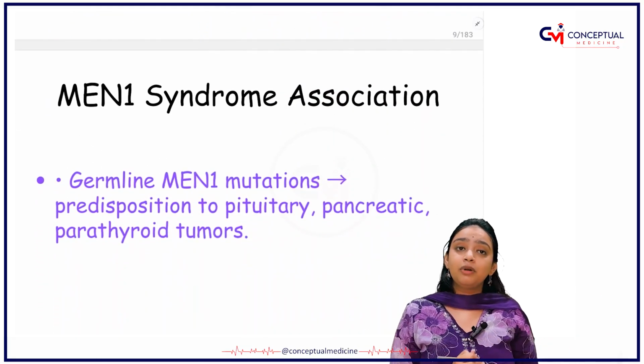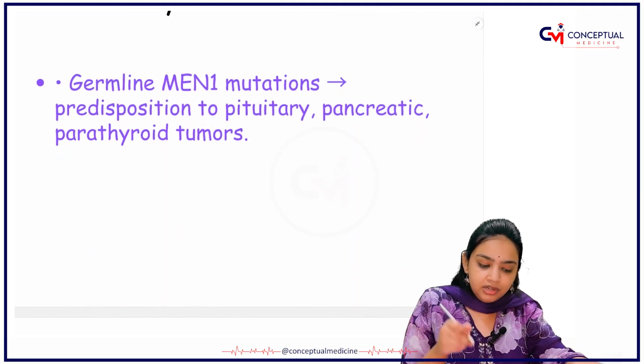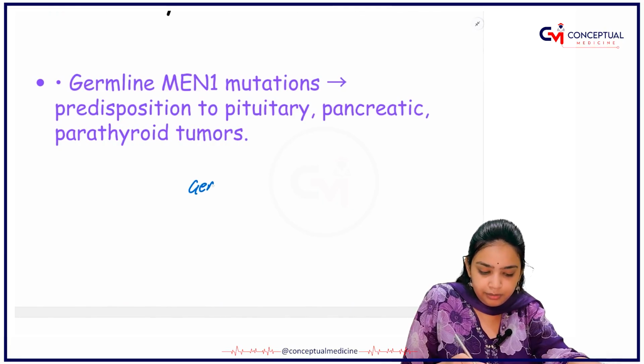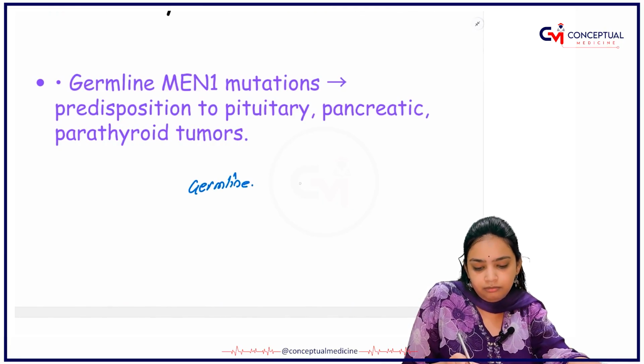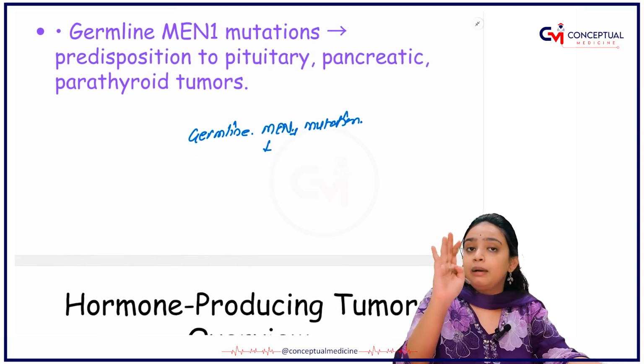Next, we were talking about the MEN syndrome. So first one we have is the MEN1 syndrome. In MEN1 syndrome, there is a germline MEN1 mutation, which leads to the development of 3 tumors.